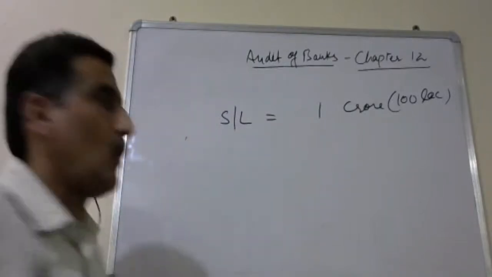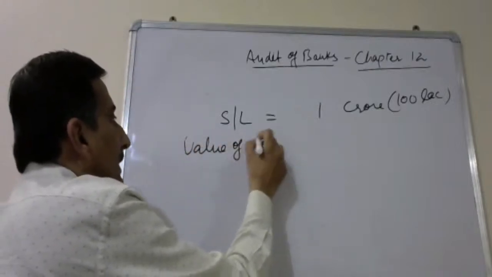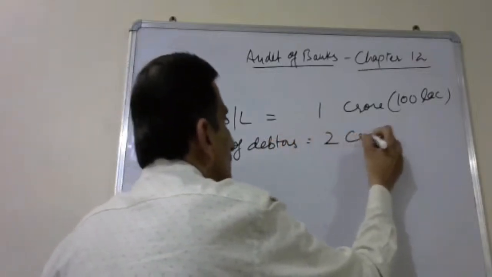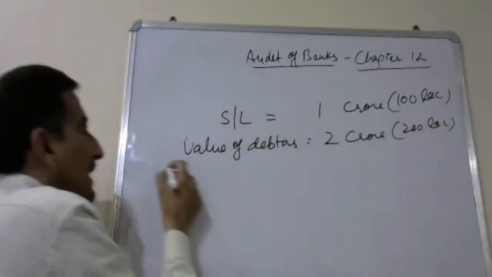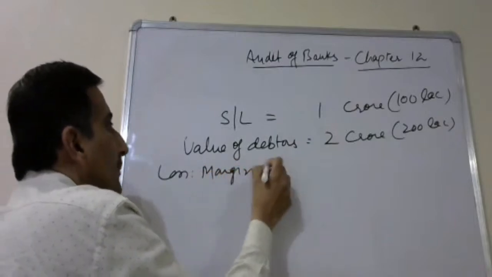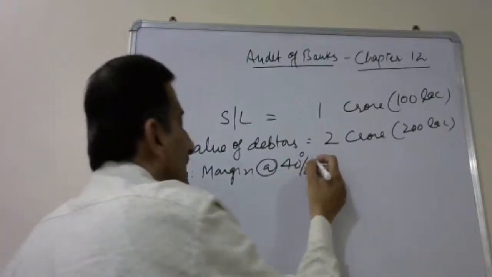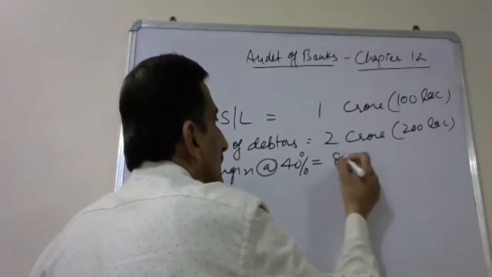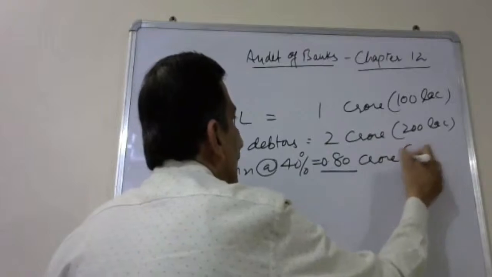What was the value of debtors as per the debtor statement? It was 2 crore, 200 lakh. So what is the margin which has to be kept by the party? Margin at the rate of 40%, which is 80 lakhs or 0.80 crore.